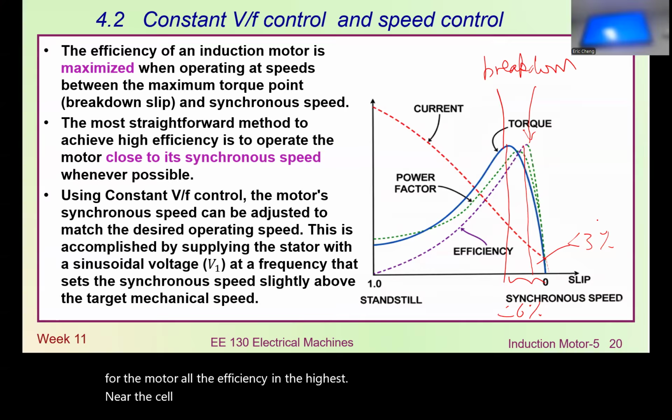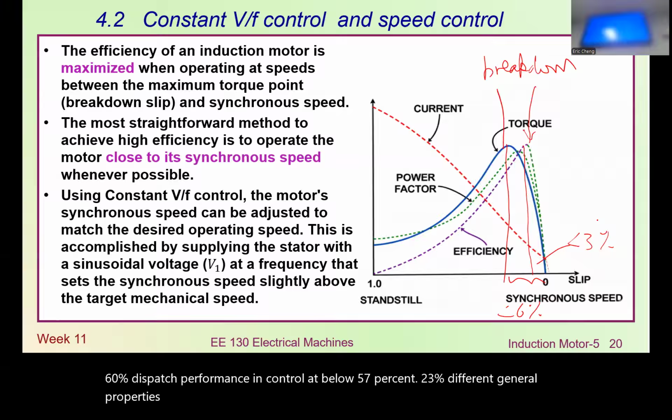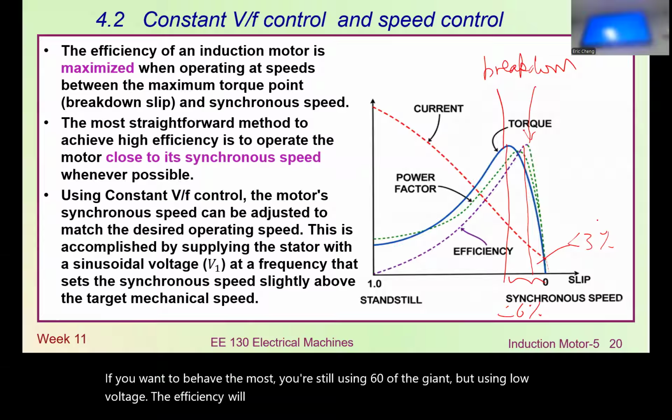When it is small, just a few percent. If it's a few percent, you don't care. 60 is the best performance, you control that. 57, 30, 23 different. You know that is the best performance. If you want to reduce the motor to 30 Hz, but you're still using 60 on the source here, using low voltage, the efficiency will be really poor because the slip will be in here, right?